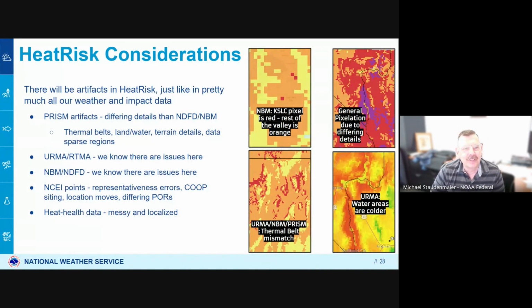Speaking of observations, we have to deal with missing data, station moves, urbanization, land use changes, and so on that lead to artifacts when we place individual co-op station data into a gridded analysis. And lastly, the heat health data going into this approach has its own variability and representativeness to deal with. In short, all of this unfortunately can lead to pixelation and artifacts within the approach.